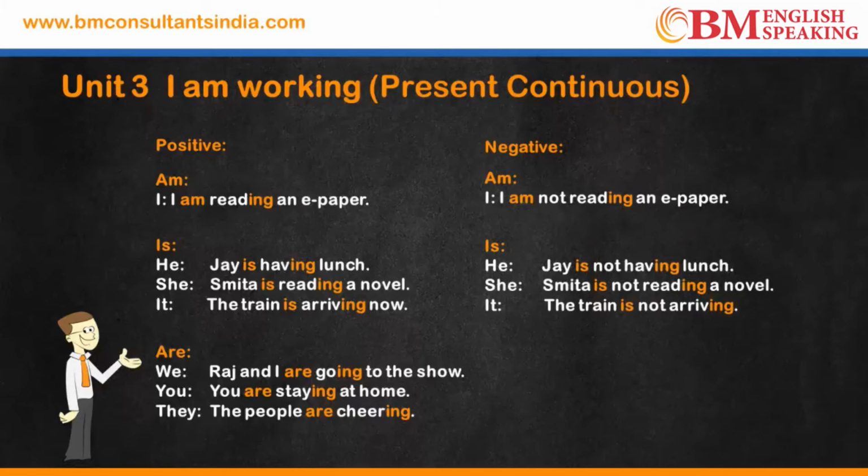Jay is not having lunch. In place of Jay, the pronoun that we use is he. He is not having lunch. She is not reading a novel. Smita is not reading a novel. The train is not arriving. It is not arriving.